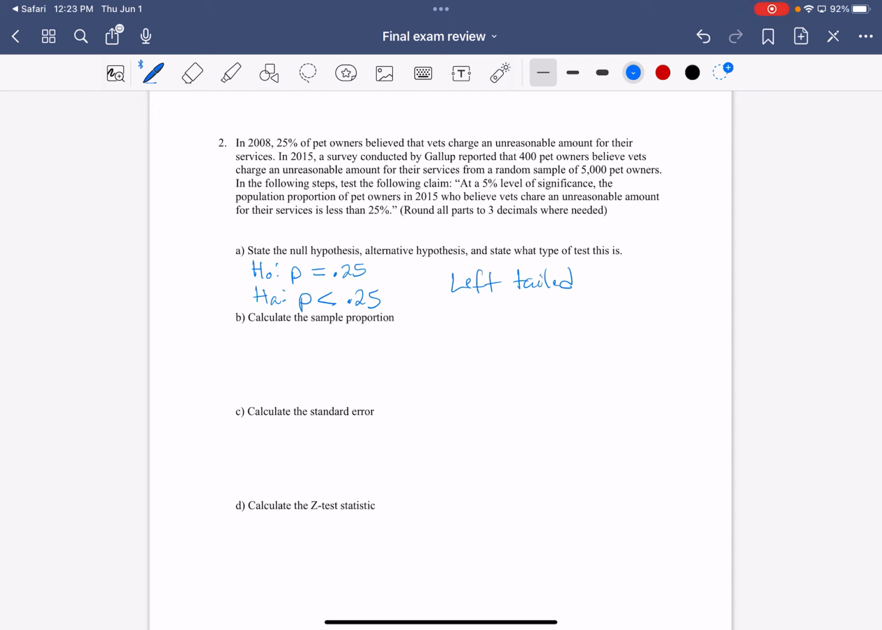Next, let's calculate the sample proportion. So remember, that's always represented by p hat. So p hat equals, and let's see, where's our sample? From our sample, it says 400 pet owners believe the vets charge an unreasonable amount out of a sample of 5,000. So that's how we set up our fraction, 400 out of 5,000, which should give you 0.08.